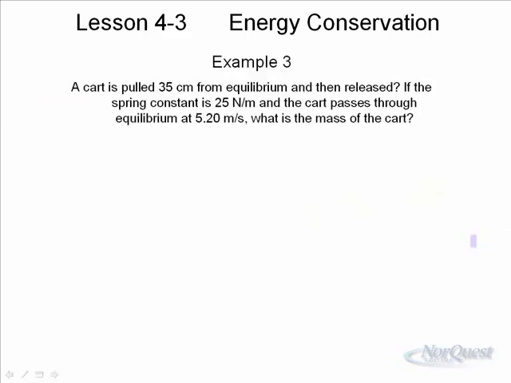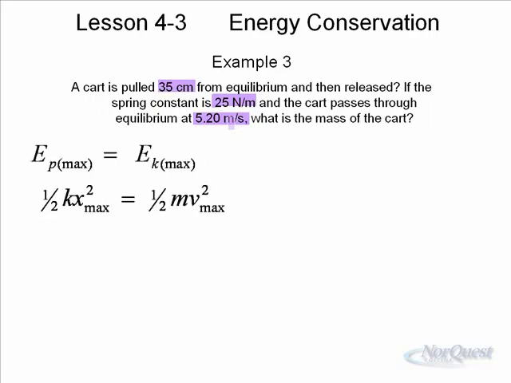So another example, in this case though, we're not given the mass of the cart. We're given enough information that we can figure out the mass of the cart if we use conservation of energy. So a cart is pulled 35 centimeters from equilibrium and released. The spring constant is 25 newtons per meter, and the cart passes through equilibrium at 5.2 meters per second. What is the mass of the cart? Well, we know from our discussions that since energy is conserved, the maximum potential energy at 35 centimeters is equal to the kinetic energy at equilibrium.